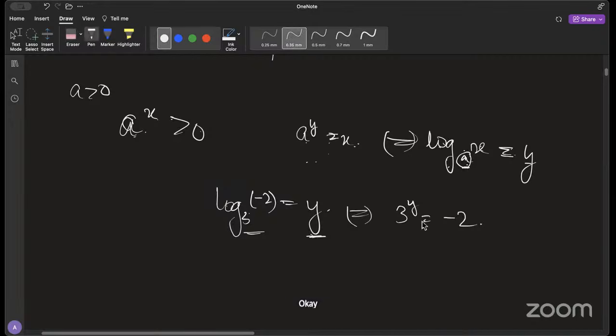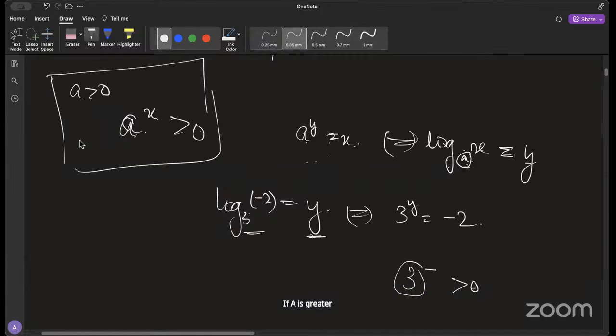Okay. So can I have a number? If I raise 3 to some power, I don't know this number, I can't find it, but I know one thing: 3 raised to whatever power will always be greater than 0. We discussed this here. If a is greater than 0, this implies a to the power x is always greater than 0 for all x belonging to real numbers. So no matter what power I take here.